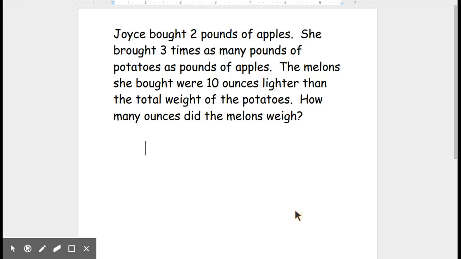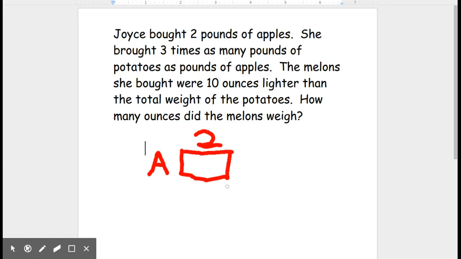Well, first thing we have to do is figure out what we know and what we don't know. We know we have apples. So let's draw our tape diagram for apples. I'm going to put A for apples. And she has, let's say, this many apples. Next, how many apples did she buy? She bought 2 pounds. So there's my 2. Not the neatest 2, but it'll work.